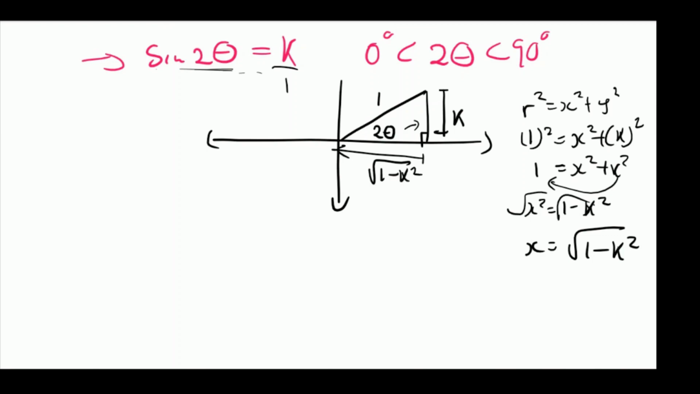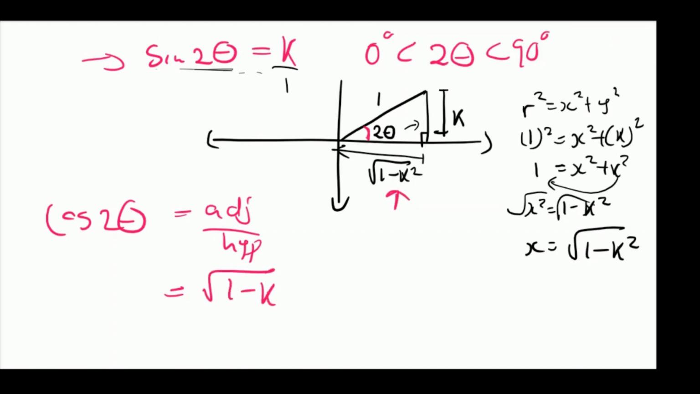So now we are asked to find cos of 2 theta, right? This is 2 theta, but cos is equal to adjacent side over hypotenuse, right? So what's the adjacent side? The adjacent side is this one here, which is the root of 1 minus k squared, and the hypotenuse side is 1. So this would be the solution of this problem here.